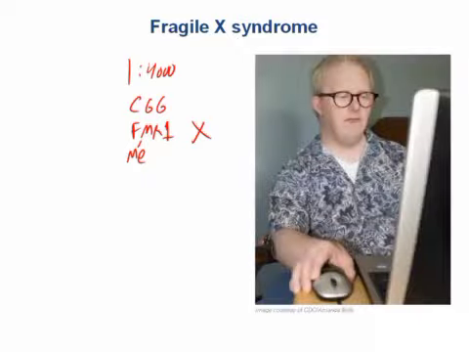You can first recognize this in a patient with a long face and a large jaw and everted ears, which you can see in this patient. And these patients will also have autism and macroorchidism and are predisposed to have a mitral valve prolapse.